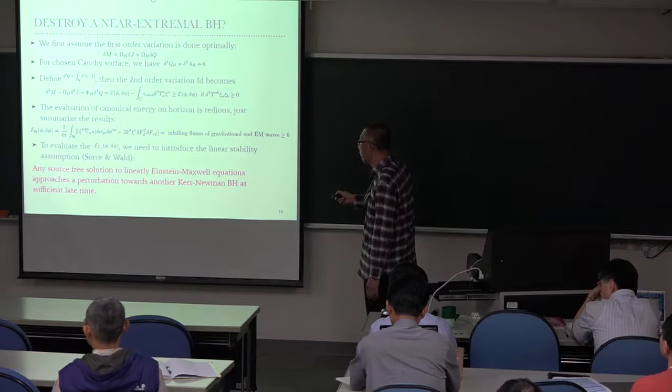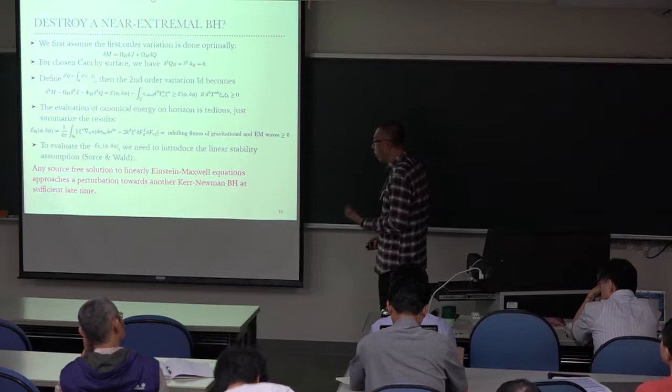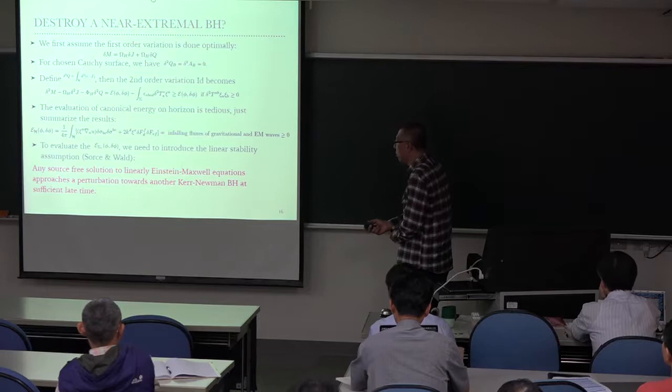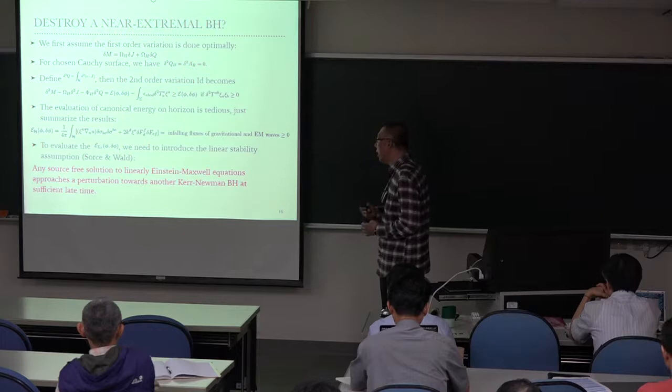It's not straightforward; we cannot do this directly, so we need to rely on some assumptions. These are the assumptions proposed by Sorce and Wald. The assumption is that the solution is stable, so at late times any perturbation will just approach another Kerr-Newman perturbation.